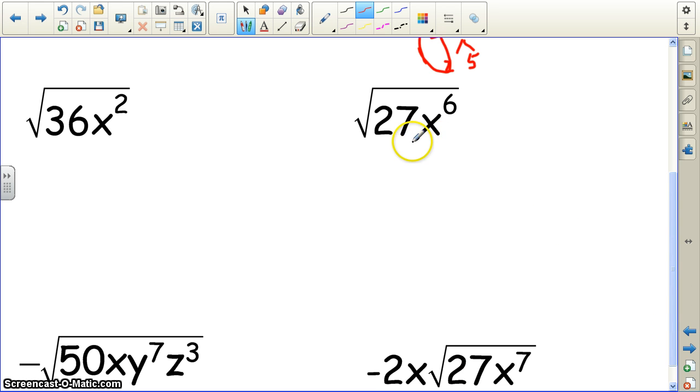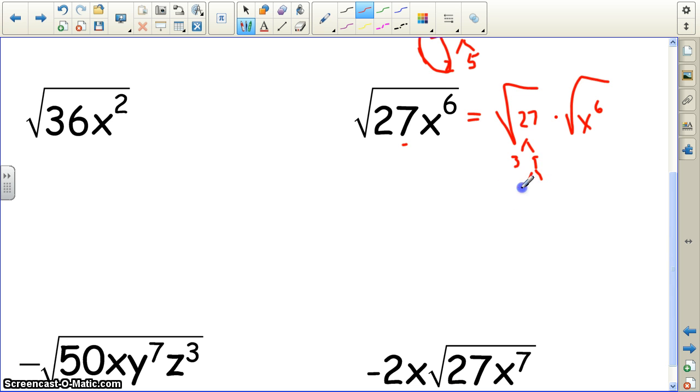All right, so let's look at this one, square root of 27x to the 6th. Okay, so I'm going to look at this as 2 different things. I'm going to separate this into 2 separate things. I'm going to look at just the square root of 27 times, and then I'm going to do the square root of x to the 6th. Okay, so I'm going to look at them completely separate and then combine my answers at the end here. So 27 is 3 times 9.